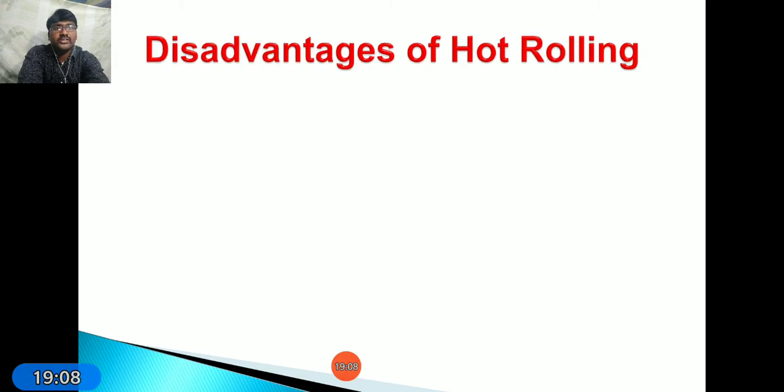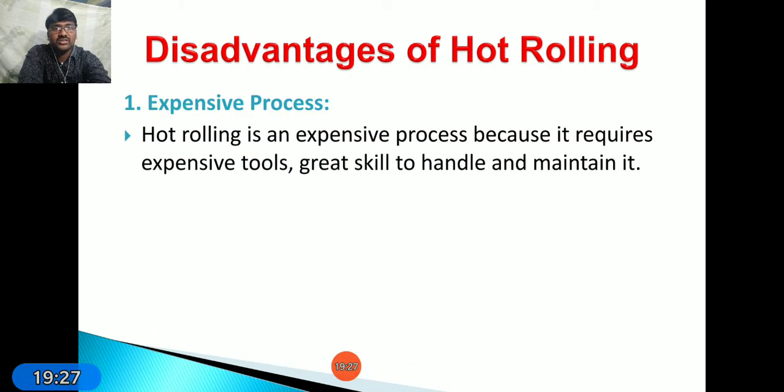Next, coming to the disadvantages of the hot rolling process, it is an expensive process, because here we are increasing the temperature. We have to use special equipment for heating the metal. It is one of the main drawbacks of the hot rolling process.